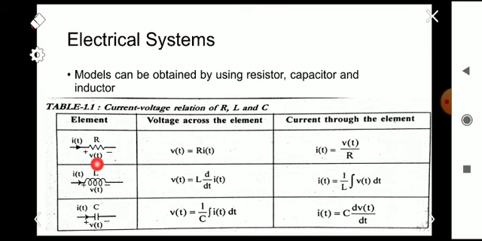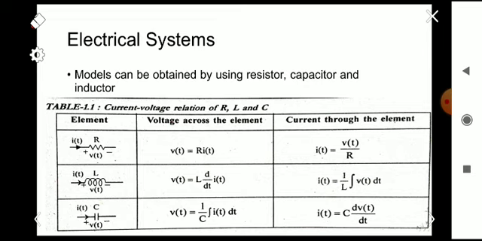So in this table you can see the equation for voltage across the element resistor is V of t is equal to R into I. That we know, that is the V is equal to IR formula. Okay, V is equal to R into I, and also I is equal to V by R. And for an inductor, the voltage across that inductor, we know the equation is L into di by dt, and the current flowing through that inductor is I is equal to 1 by L into integral V of t into dt.